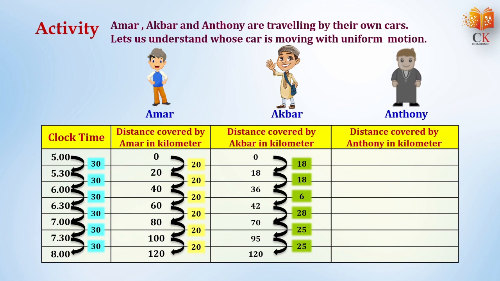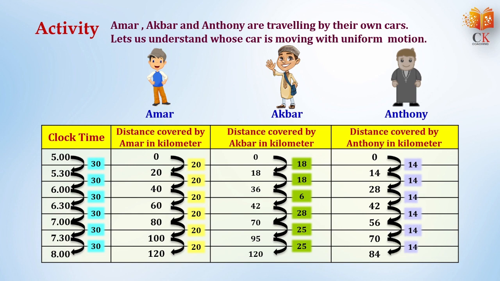Let's see what is up with Anthony's car. Initially at 5 it was 0, then 14, 28, 42, 56, 70 and then 84. If we take the differences, we'll see that it is also covering an equal distance, which is 14 km in each equal time interval of 30 minutes. Henceforth we can conclude that Amar's and Anthony's cars are under uniform motion, whereas Akbar's car is under a non-uniform motion.